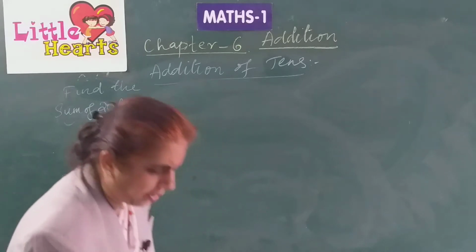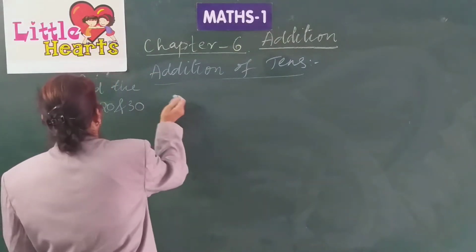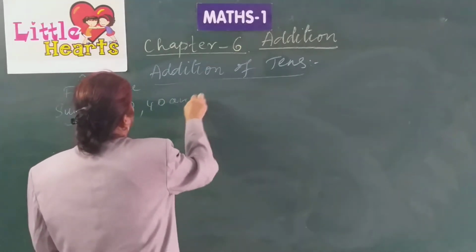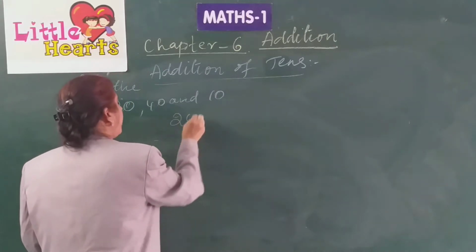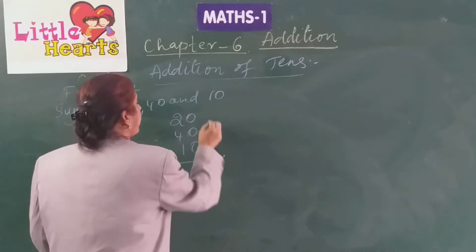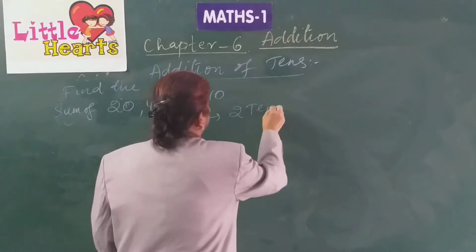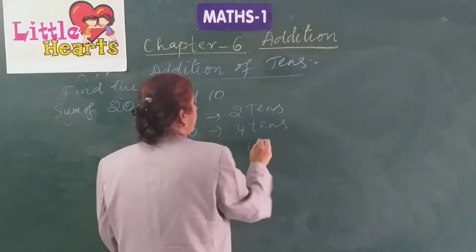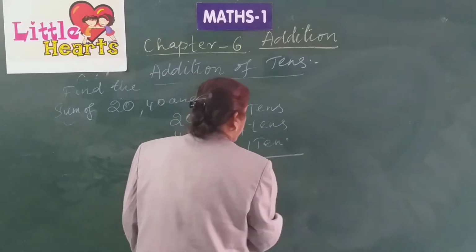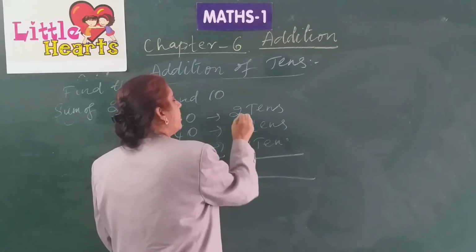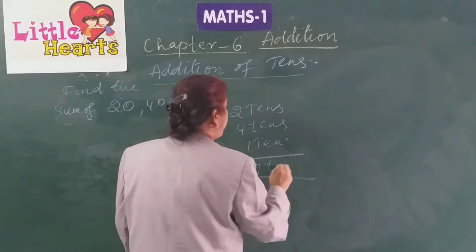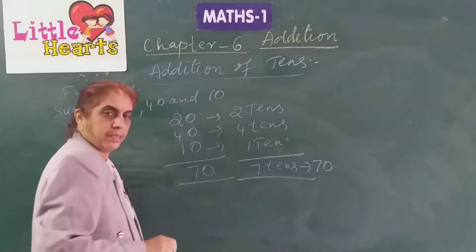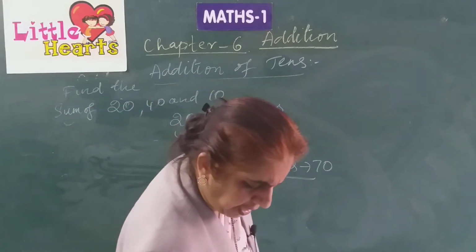Now let us go with three numbers. Find the sum of 20, 40 and 10. 20 is 2 tens. 40 is 4 tens. 10 is 1 ten. Now 2 plus 4, 6. 6 plus 1, 7 tens. That is equal to 70. You can easily count 3 numbers like this.